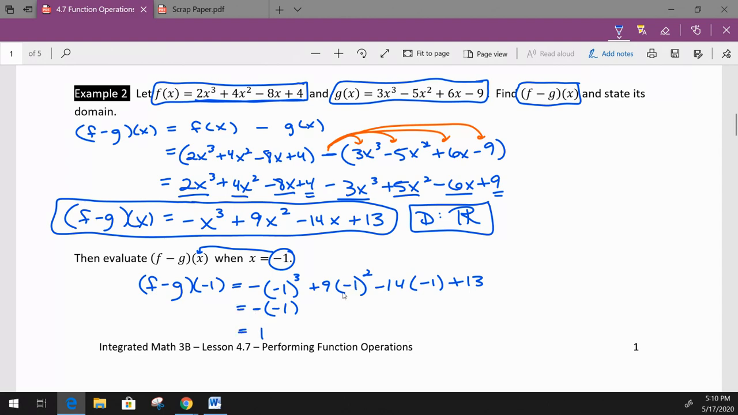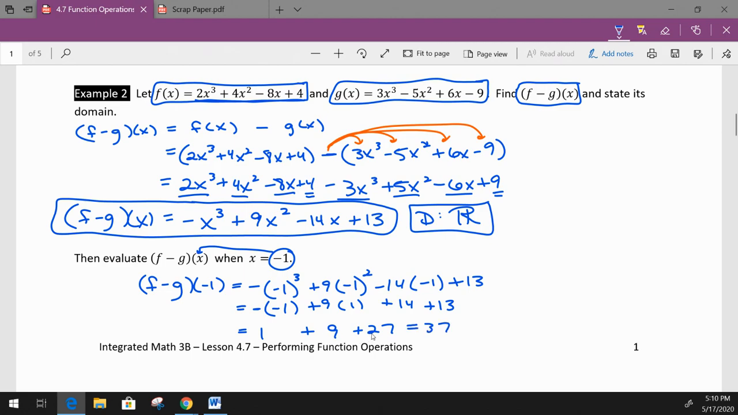The next term, -1 squared. Well, whenever you have -1 to an even power, it will be +1. And when you multiply that times the 9, you're going to get +9. The -1 here is just to the first power, so it's just -1 times -14 will be a +14. The 13 does not have to be multiplied by -1, so when I add those together, I'm going to get 27. 1 plus 9 is 10, plus 27 then will be 37.